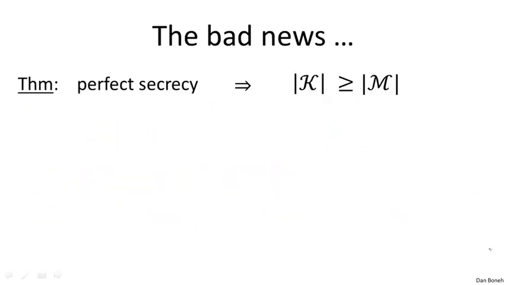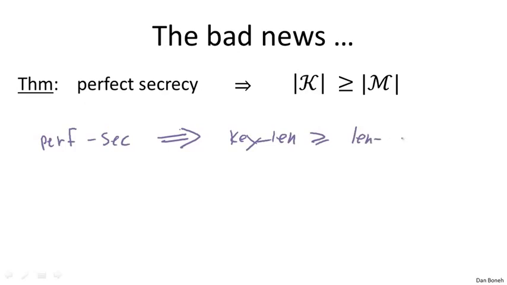Well, so the bad news is that Shannon, after proving that the one-time pad has perfect secrecy, proved another theorem that says that if a cipher has perfect secrecy, the number of keys in the cipher must be at least the number of messages that the cipher can handle. In particular, this means that if I have perfect secrecy, then necessarily the length of my key must be greater than or equal to the length of the message.